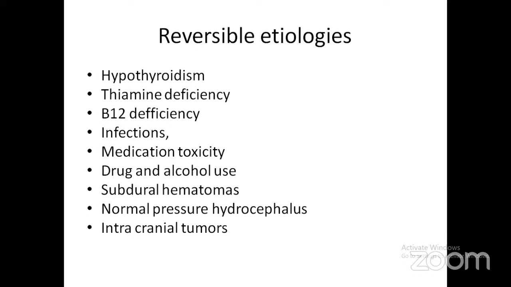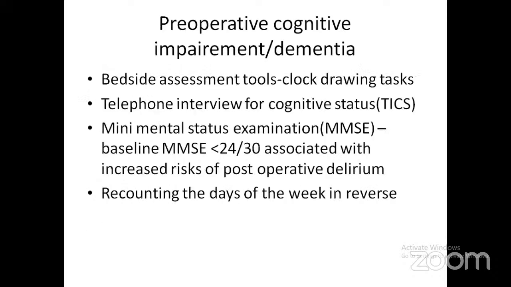Reversible etiologies are identified and corrected before proceeding to surgery. Etiologies are hypothyroidism, thiamine deficiency, B12 deficiency, infections, medication toxicity, drug and alcohol use, subdural hematomas, normal pressure hydrocephalus, and intracranial tumors. Preoperative cognitive impairment or dementia is diagnosed with bedside assessment tools such as clock drawing tasks, telephone interview for cognitive status, and mini mental status examination, where a baseline score of less than 24/30 is associated with increased risk of postoperative delirium. Recounting the days of the week in reverse is a better tool for predicting perioperative delirium.